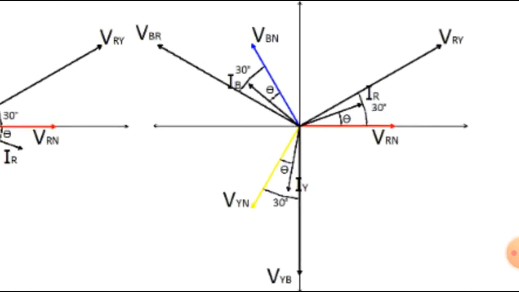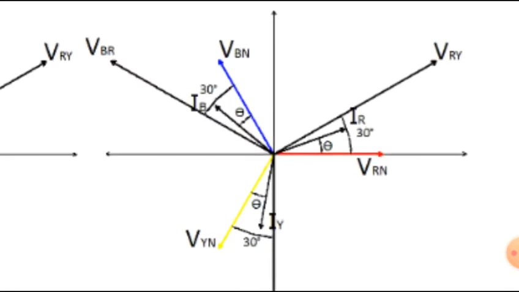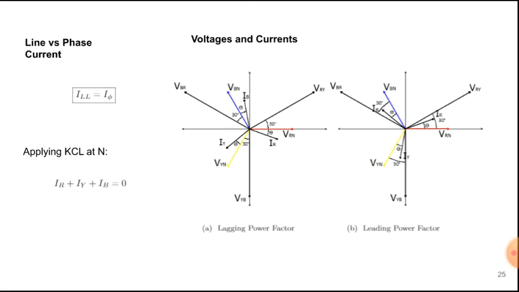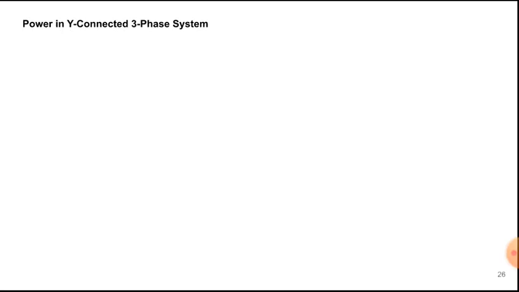For a leading power factor, this is the phasor diagram. So the current is above VRN because it's a leading power factor, theta. So the angle between VRY and IR will be 30 minus theta. So why do we need this? We need to know the angle between them. Why? Because if we solve for the power in a Y-connected three-phase system, we have angles here.